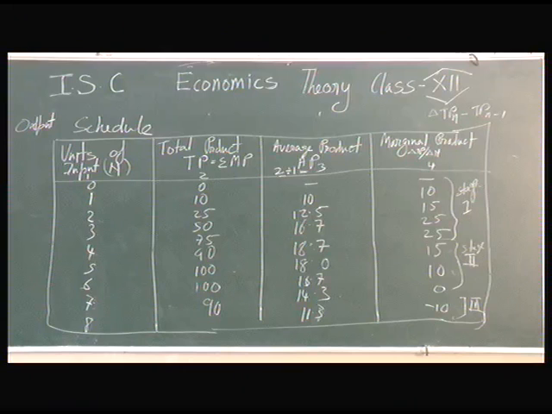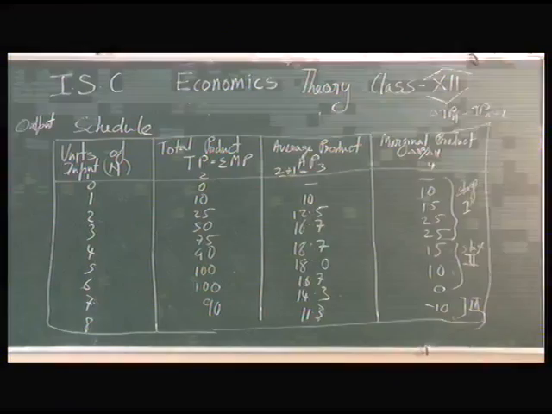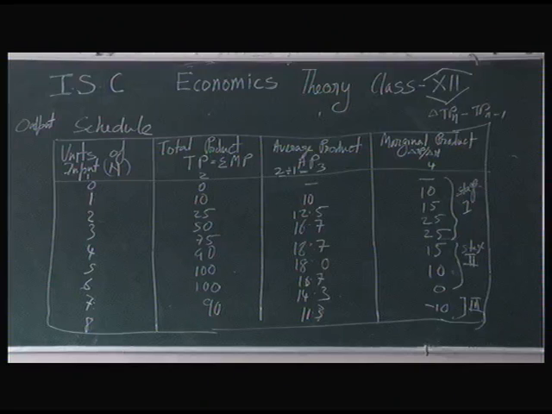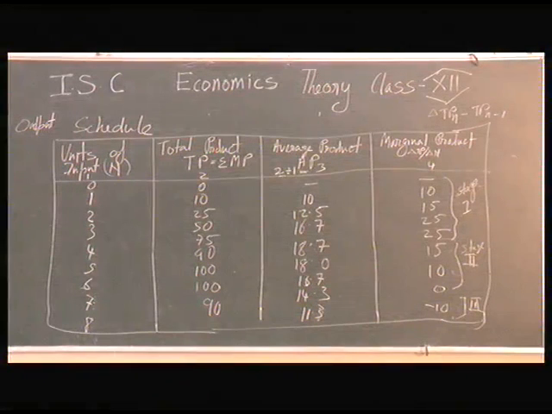We can see in stage 1, every factor is increasing: AP, TP, MP. In stage 2, some factors are increasing, the TP is increasing, but the average and marginal are falling. But it is still a productive stage. And stage 3 gives you negative returns.